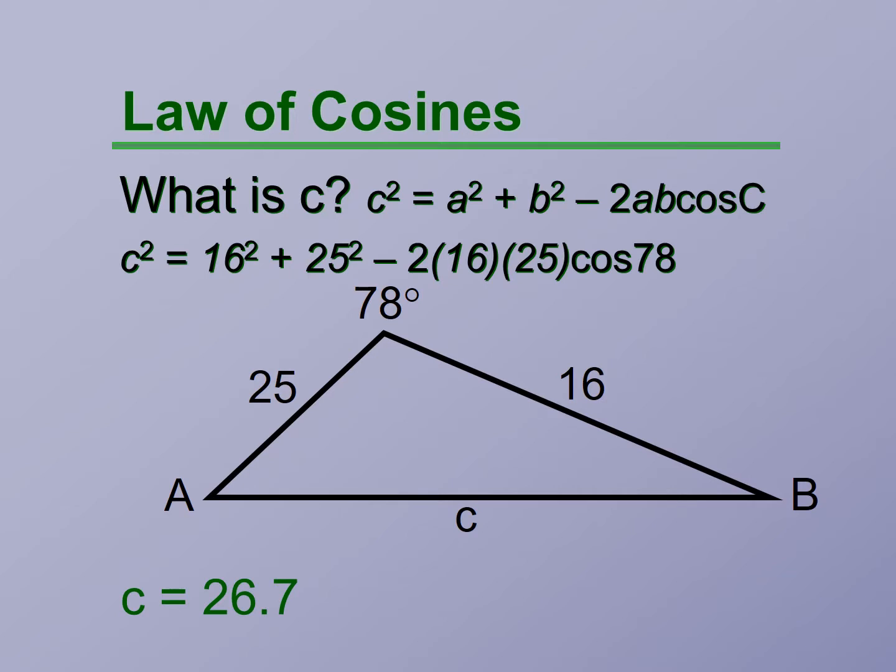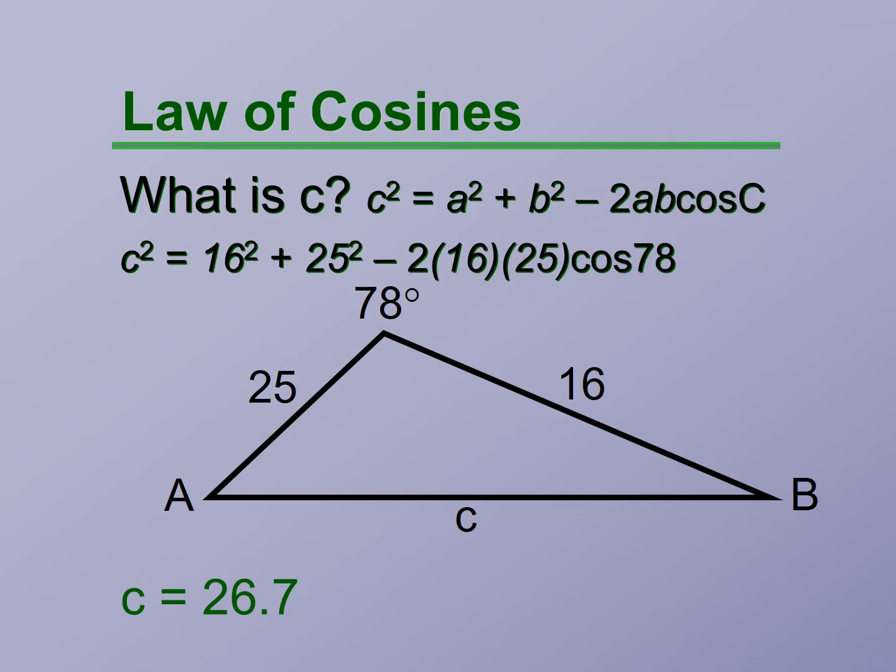Let's say we want to figure out what C is. Okay, so we have a side angle side, which means we're going to use law of cosines. So we're going to start with c squared because that's what we're trying to solve. So we have c squared equals a squared plus b squared minus 2ab cosine c. So now we're going to fill in our given information.